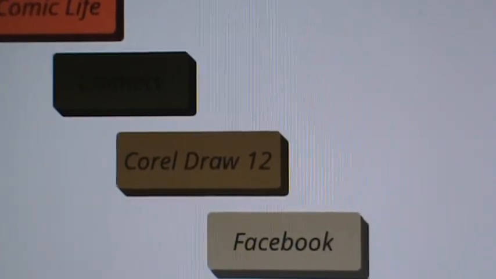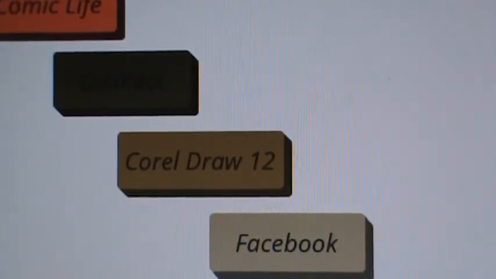Next, I have CorelDRAW. CorelDRAW is what I use to create the assessment rubric, and you can see that under the section for assessment rubric, or Clear Skies Ahead.